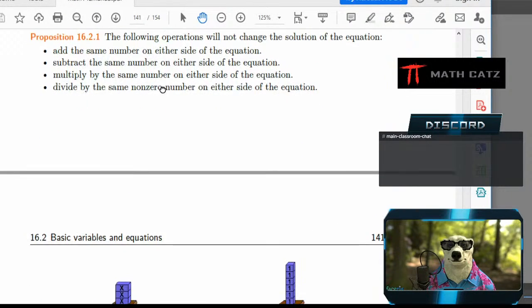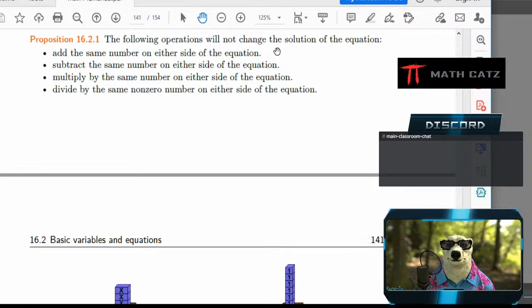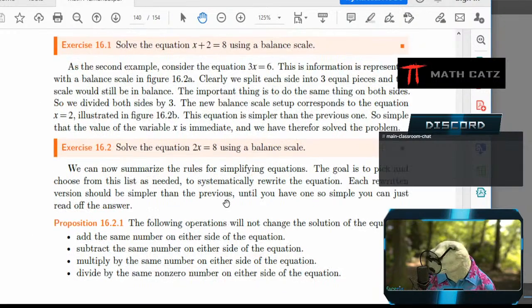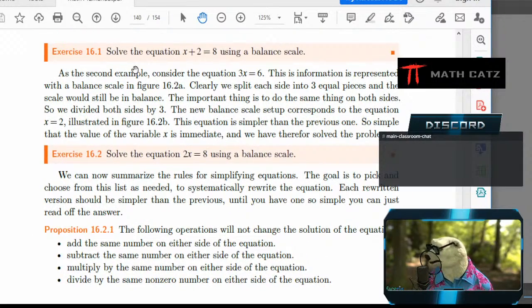Following operations won't change the solution, the meaning of the equation. Add, subtract, multiply, divide by the same number on both sides. 0 is a little different, so I don't want to use 0 as that number I use on both sides. As long as I stay away from 0, I can do it as long as I do it on both sides. Okay. So in the case of exercise 16.1, I'm not going to insult your intelligence.